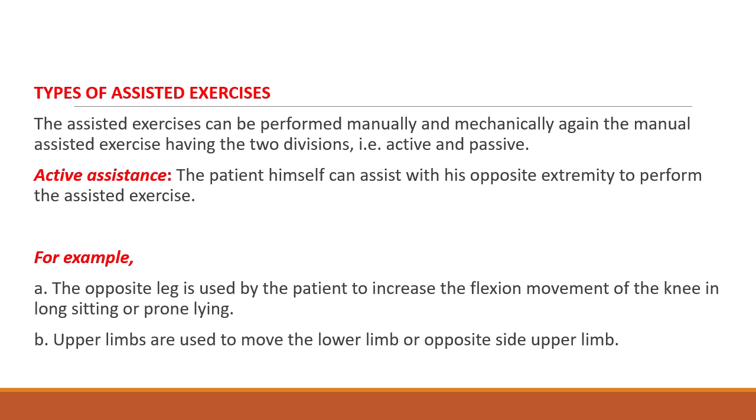Active assistance: the patient himself can assist with his opposite extremity to perform the assisted exercise. For example, the opposite leg is used by the patient to increase the flexion movement of the knee in long sitting or the prone lying position. Upper limbs are used to move the lower limb on the opposite side. We can give pressure with the normal leg, and ask the patient to do the assisted movement.